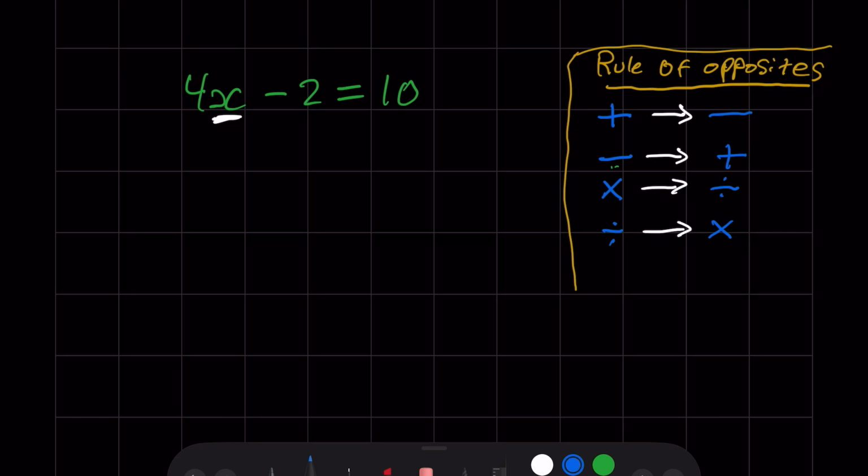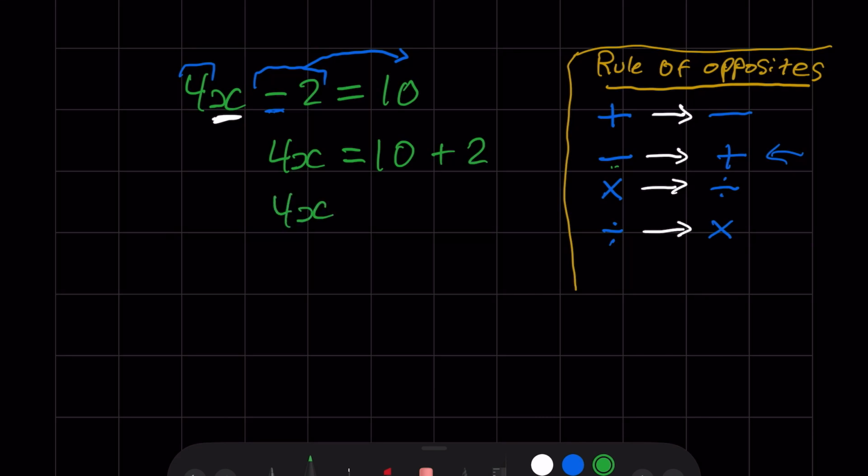We work with the rule of opposites again. I've got this term here, and I will take this term and move it over. This term is a minus. The opposite of minus is plus. So I will write 4x, because we're moving this term over, is 10 plus 2. What is 10 plus 2? Well, 4x equals 12. 10 plus 2 is 12.